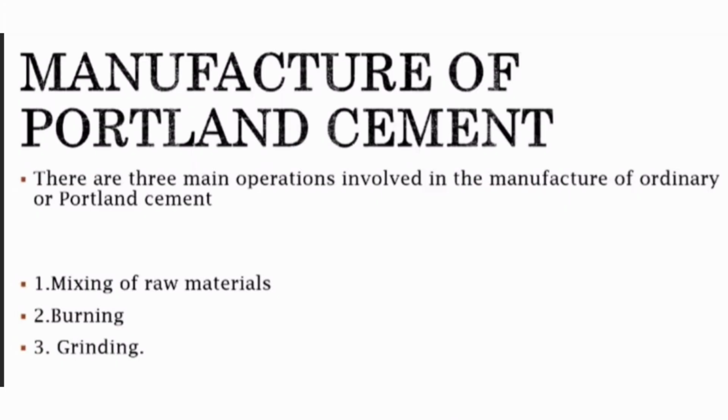So next is the manufacturing of Portland cement from the raw material. The first step is mixing of all the raw material, the second step is burning, and the third step is grinding. So these are the three main operations involved in the manufacturing of Portland cement.